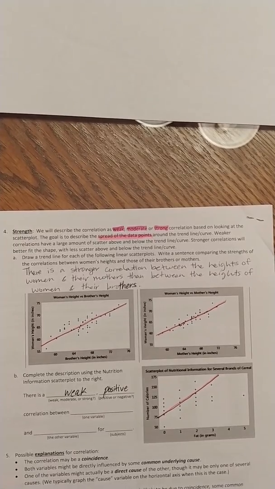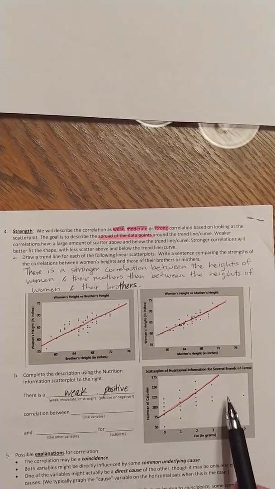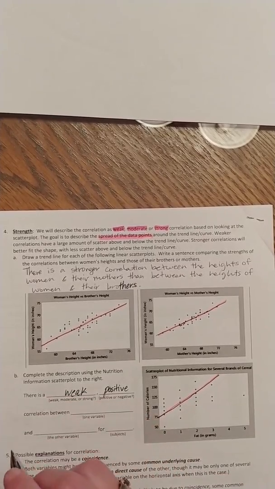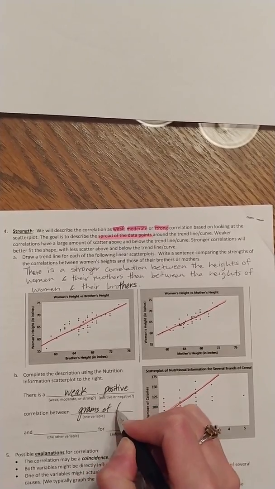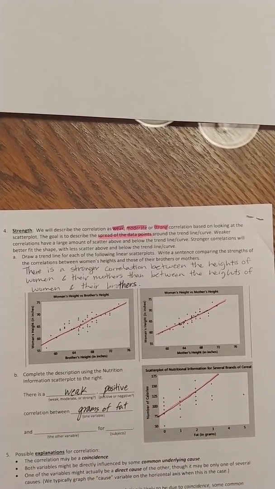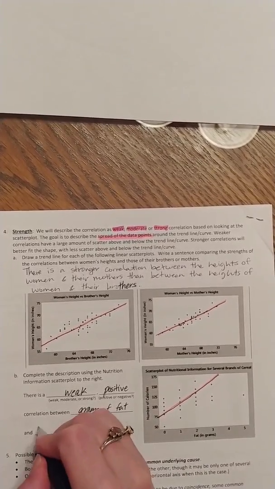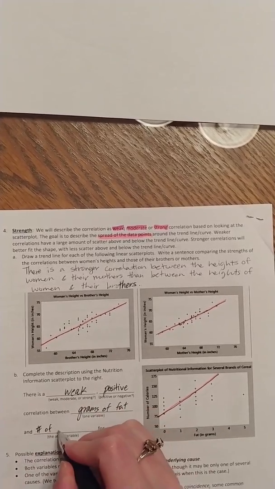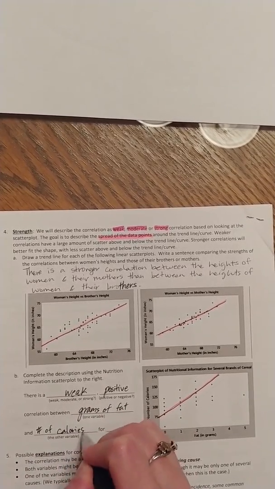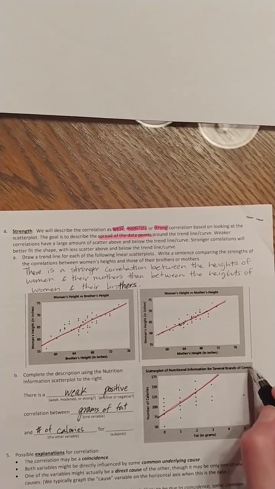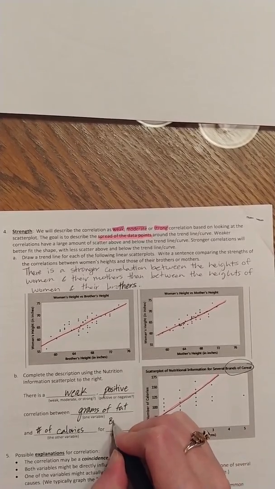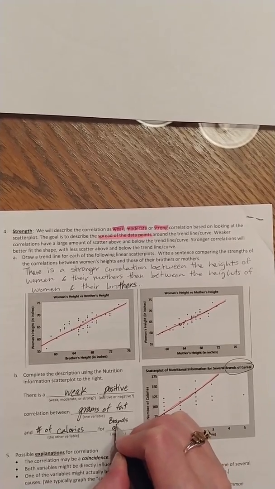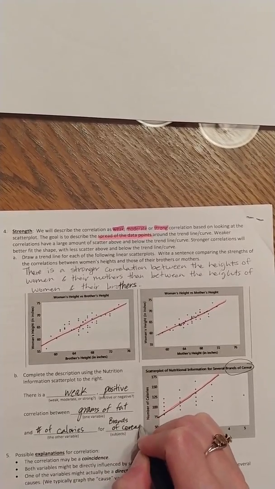Between, and then what are the two variables that we are considering in this graph? We are considering the grams of fat and the number of calories. For, what are we talking about here? Brands of cereal. Or just cereal.